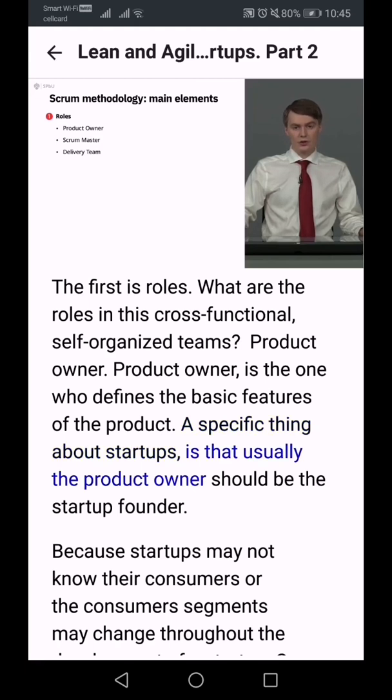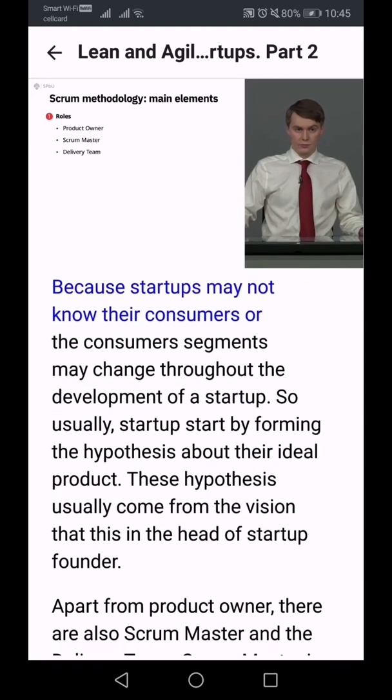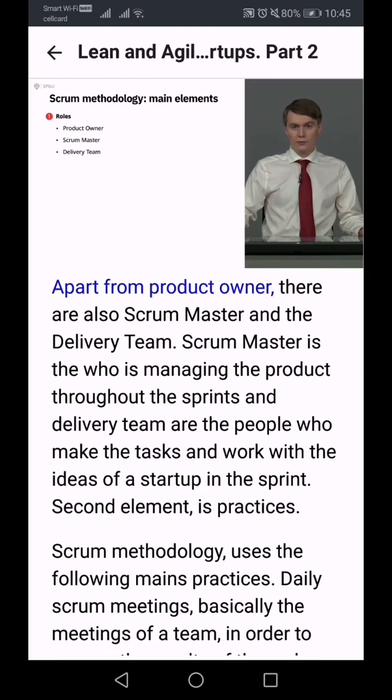A specific thing about startups is that usually the product owner should be the startup founder, because startups may not know their consumers, or the consumer segments may change throughout the development of a startup. So usually startups start by forming the hypothesis about their ideal product, and these hypotheses usually come from the vision that is in the head of the startup founder. Apart from the product owner, there are also a Scrum Master and a delivery team. Scrum Master is the one who is managing the work throughout the sprints, and the delivery team are the people who make the tasks and work with the ideas of the startup in this sprint.